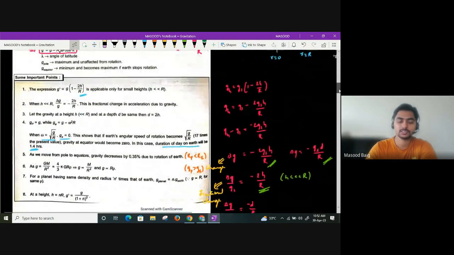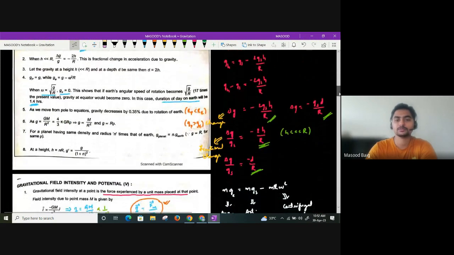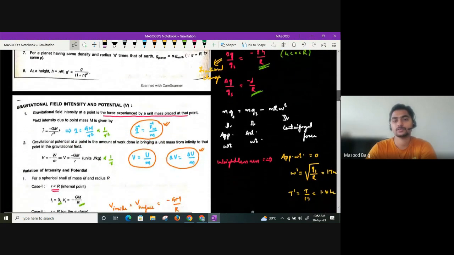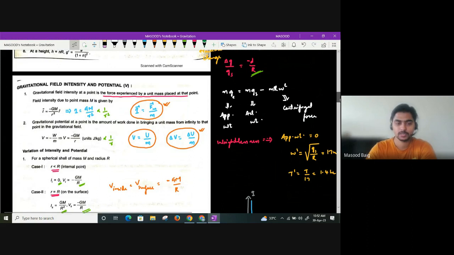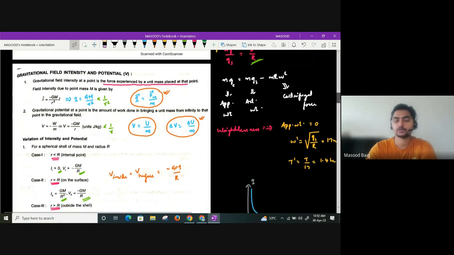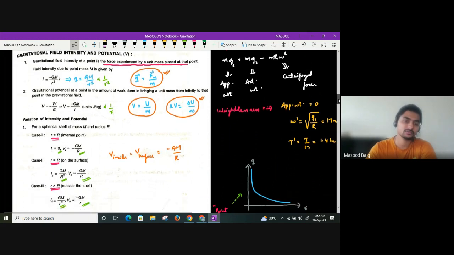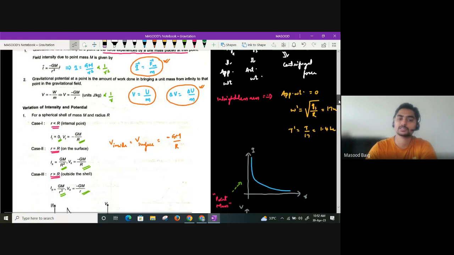What is the fractional change in g? Then, in order for an object to feel weightless at the equator, Earth should be rotating with a speed root over g by R, almost 17 times the actual angular speed, and the time period will get reduced by 17 times, guys. Field intensity, how will you calculate? It is the gravitational force experienced by the test mass divided by the test mass. Gravitational potential is the potential energy experienced by the test mass placed at that point divided by the test mass.